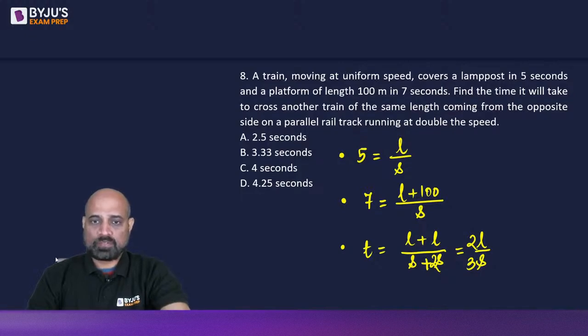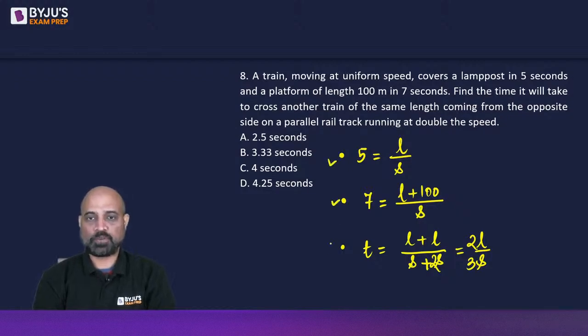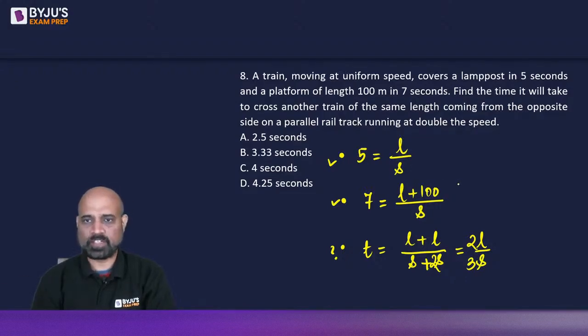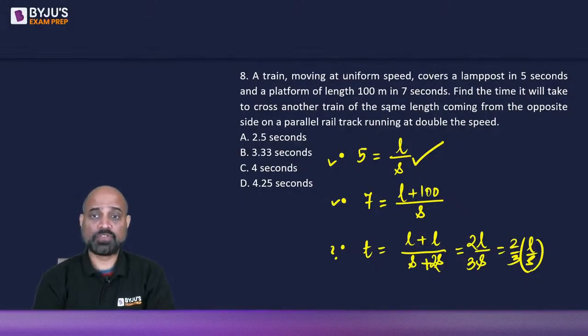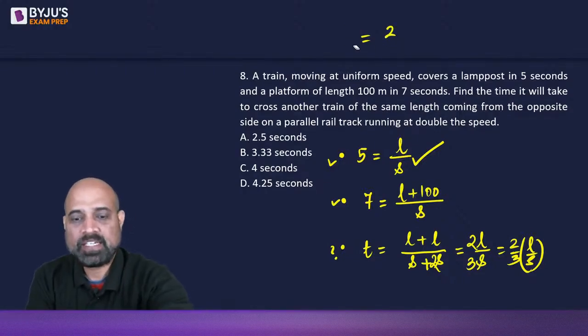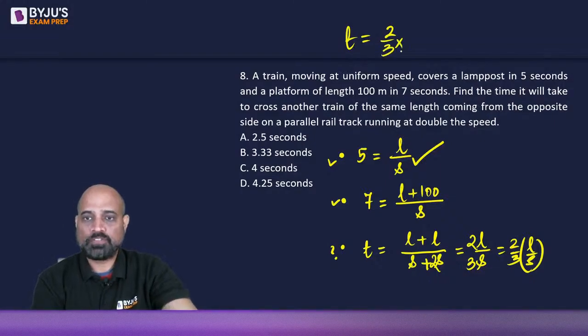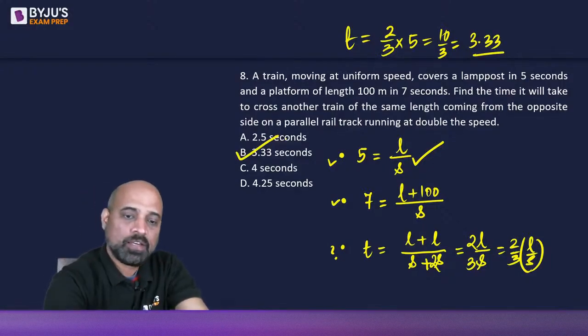So this becomes important: put in all the things that are given, and write down what is asked. Not that whatever is given, you just start solving. If you look at this, we do not really need to solve anything. L by S is already given to us, right? So we need to put it over there. So T is equal to 2/3 of L by S, which is 5. So this becomes 10 by 3 or 3.33. So 3.33 seconds.